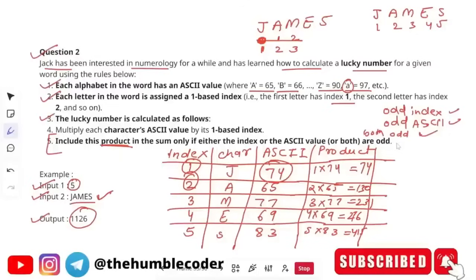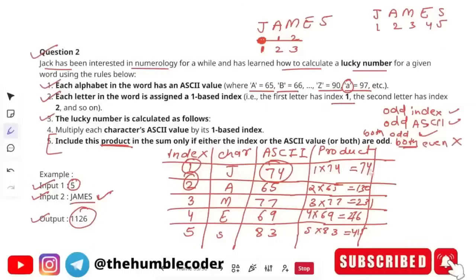But when can you not include it? When both are even. So make sure you never include a product when both are even. Both means one is your index value and one is your ASCII value. If both the values are even, then you cannot take that value in your summation.